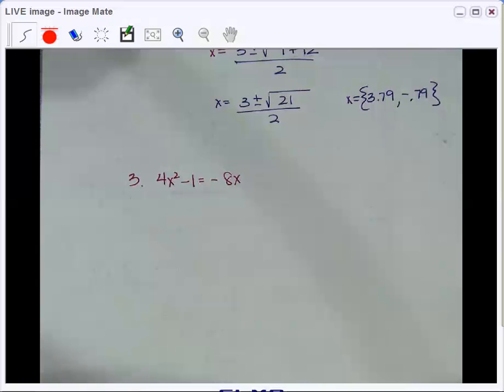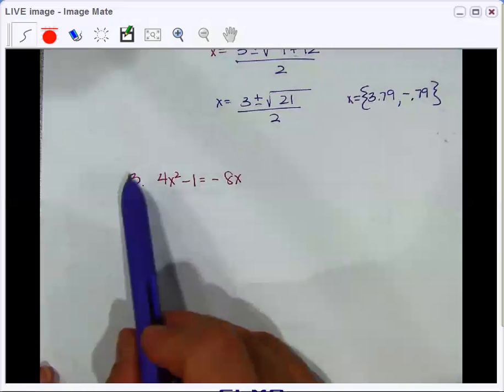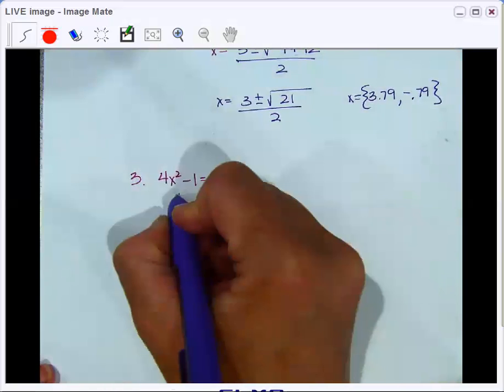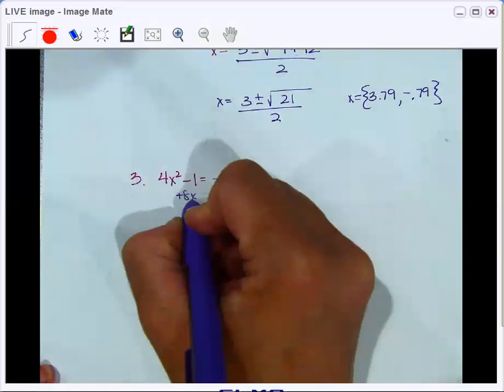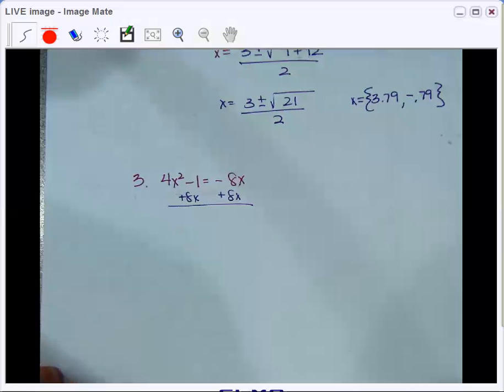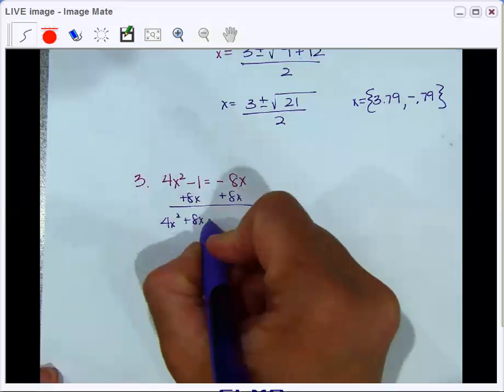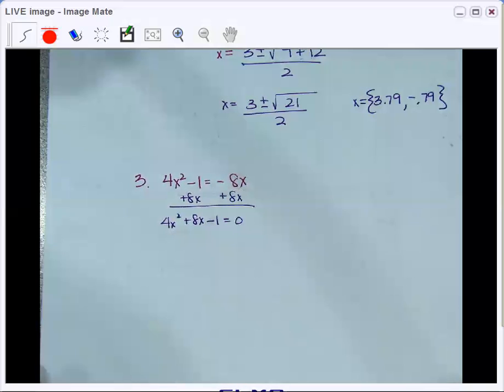Oh, you have those switched. So if we look back at this, these should be in descending order. We have to add 8x to both sides. 4x squared plus 8x minus 1 equals 0. And then from there you can do your A, B, and your C. Okay.